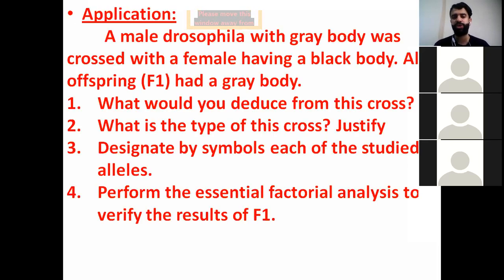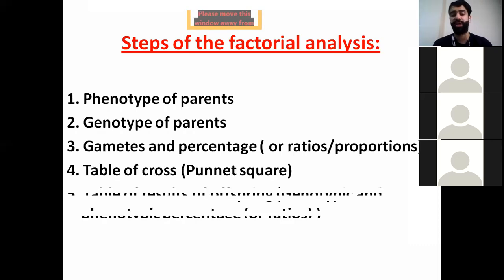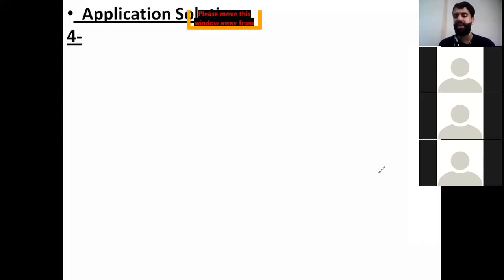So here, let's move to part 4. What did they ask for in question 4? Perform the essential factorial analysis to verify the results. I'm going to solve it in proportion, not in percentage. So to start step by step in the factorial analysis, what is the first step?